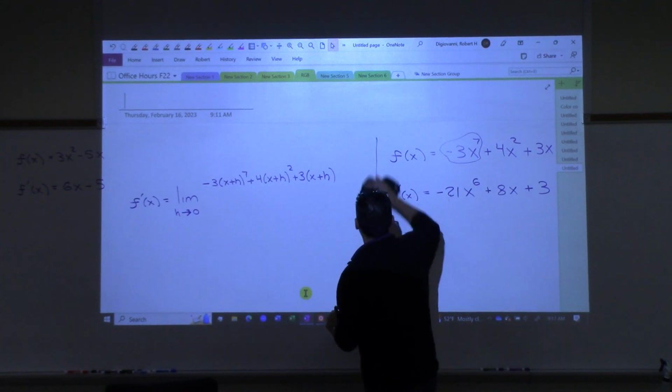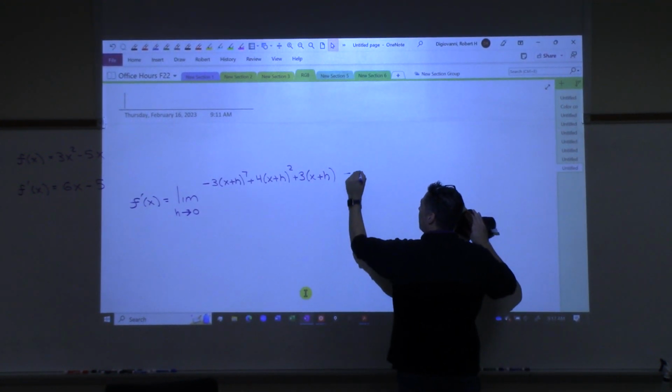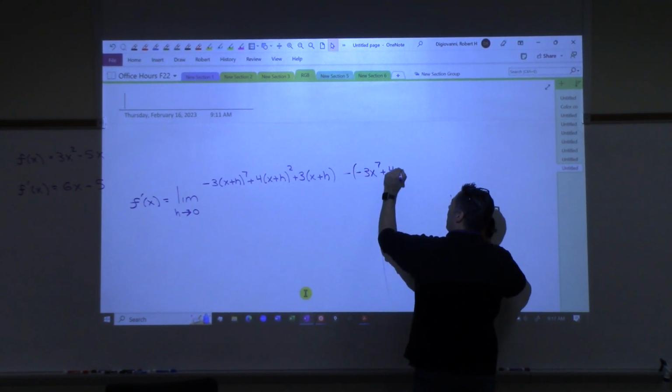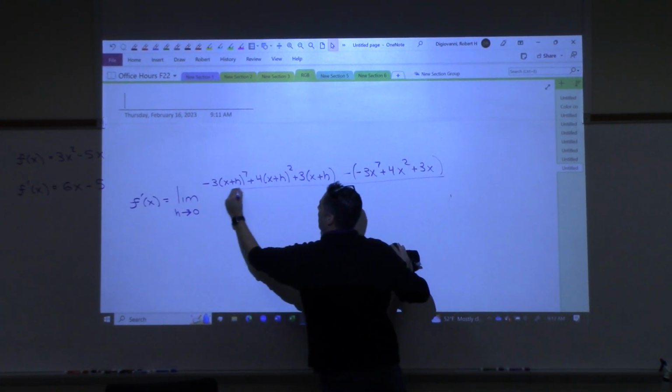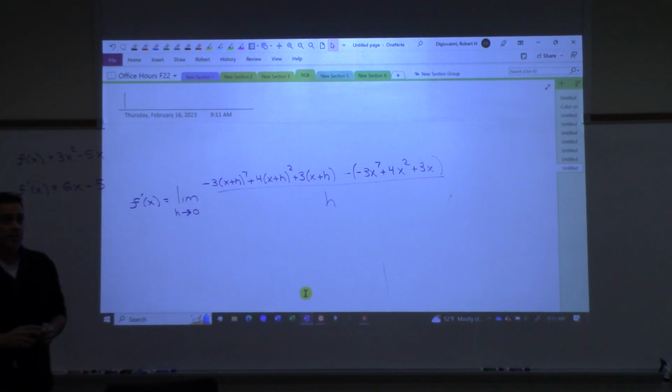And then we would have to subtract from that f of x, which would be negative 3x to the 7th plus 4x squared plus 3x, and then divide the whole thing by h. That's what we would have to do. And that would suck.